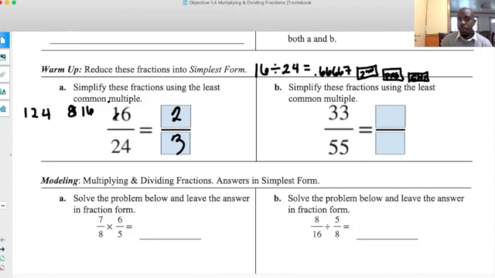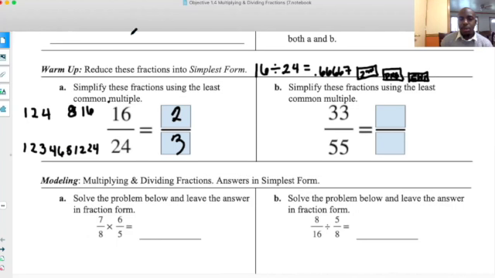Now, if I write out the multiples for 24: 1 and 24, 2 and 12, 3 and 8, 4 and 6, and because they're right next to each other, we know the number next to 4 and 6 is 5. So nothing times 5 is going to give you 24. But these are our numbers that multiply to give us 24.